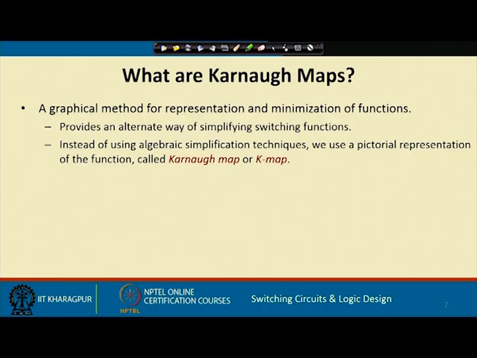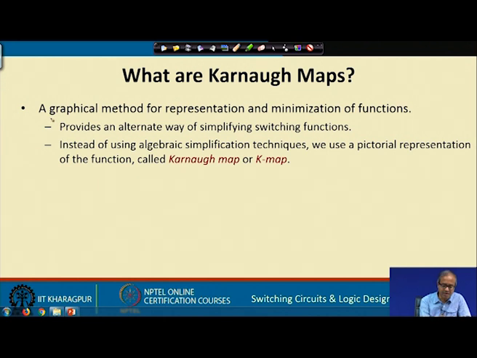So, basically speaking, what I am talking about is that Karnaugh map is nothing but a graphical method for representing and minimization of functions. Well, we use Karnaugh map for simplifying or minimizing switching functions. We earlier already have seen how we can use algebraic technique to do the same, but instead of algebraic methods, we will be using this Karnaugh map, which I said is some kind of a pictorial representation, and sometimes in short we refer to it as K map.